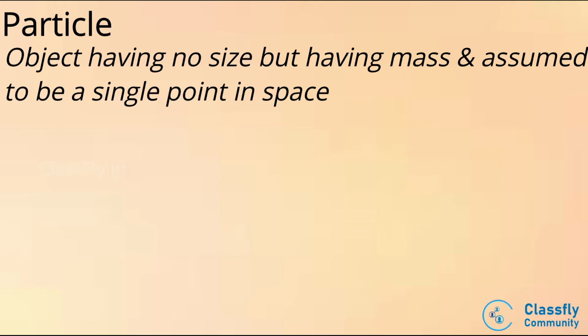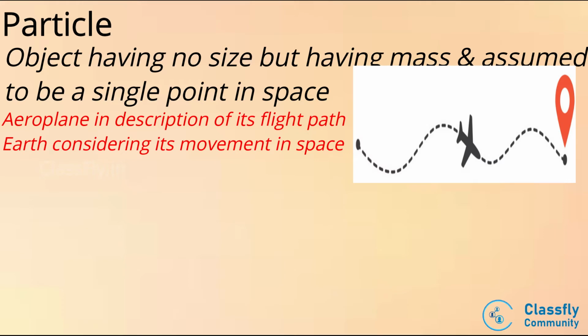Particle. Well, a particle is an object which does not have any size but will have mass and is assumed to be a single point in space. For example, an aeroplane can be considered as a particle for the description of its flight path from the viewpoint of the ground. Another example is the movement of Earth around the Sun in the solar system. Here, the Earth can be treated as a particle.